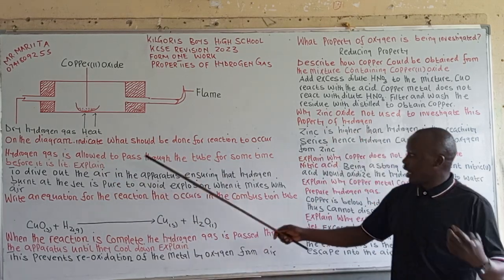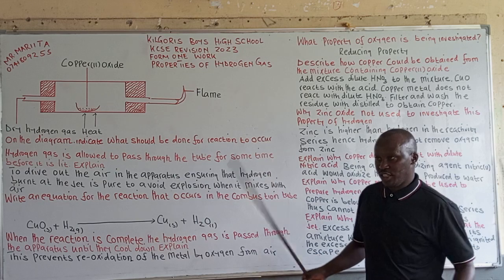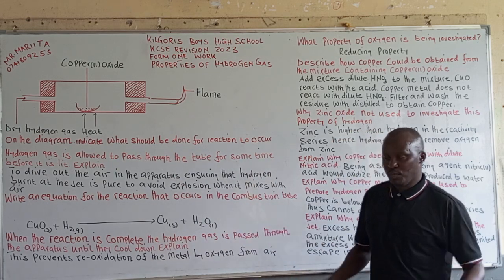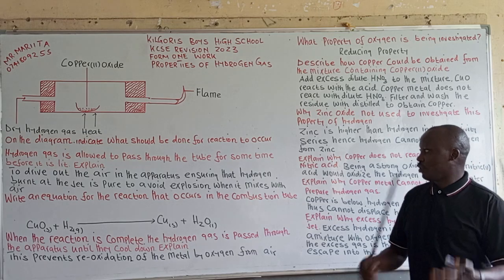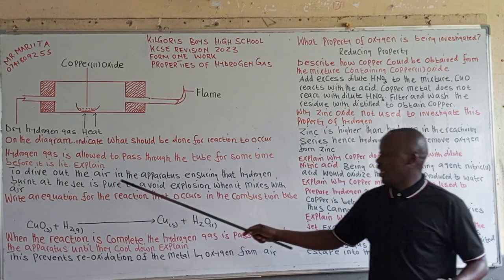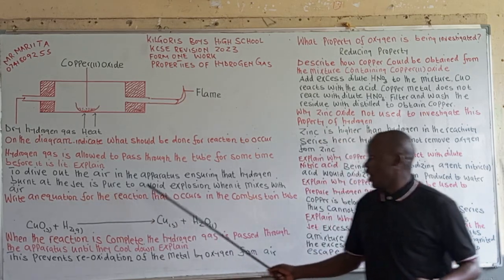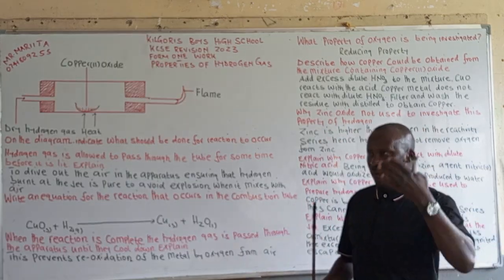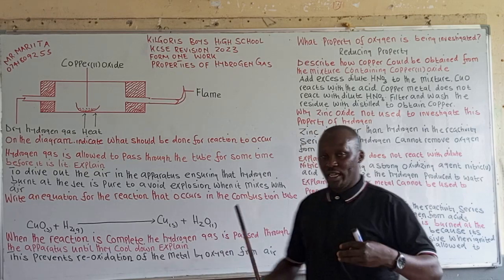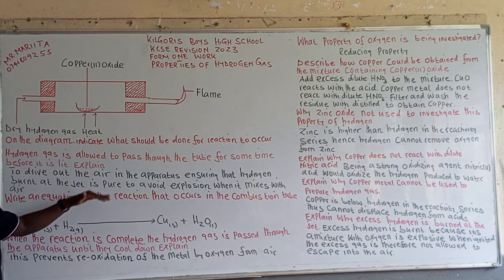Hydrogen gas is allowed to pass through the tube for some time before it is lit. What is the reason for that? You just say it is to drive out the air in the apparatus, ensuring that hydrogen burning at the jet is pure, to avoid explosion when it mixes with oxygen. That is the reason why the hydrogen is passed through the apparatus for some time before it is lit at the jet.